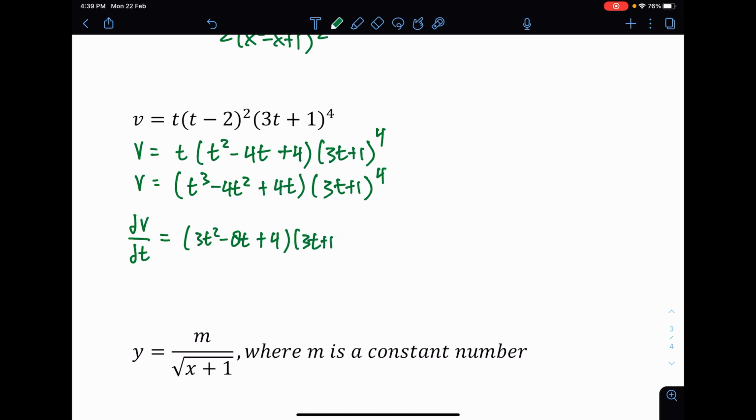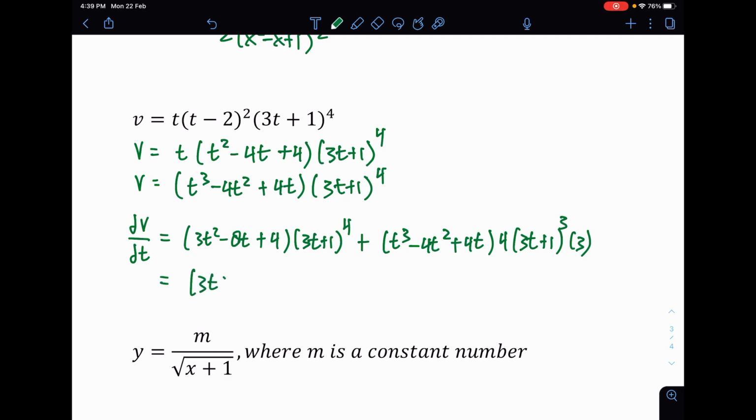Oopsie, I think I made a typo. Yes, plus, copy down this, and then differentiate the power of 4. Then you need to factorize the 3t plus 1. I'll take down the power of 3, then open a bracket. Put down everything that you see here.